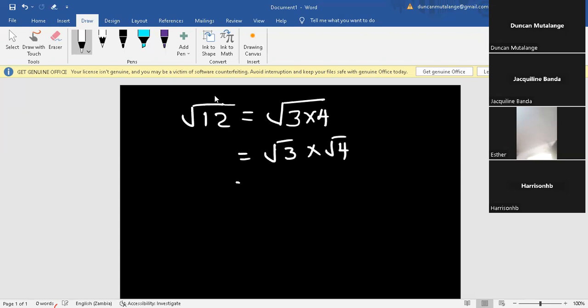You know that 4 is a perfect square, so this will give us 2. So 2 root of what? 3. It can be expressed like this. Then you have simplified.